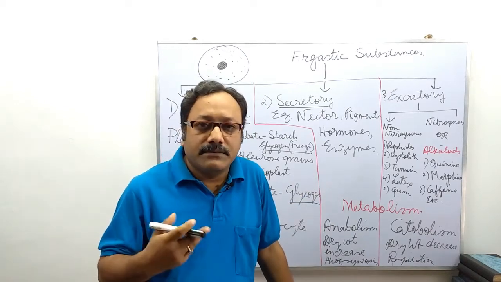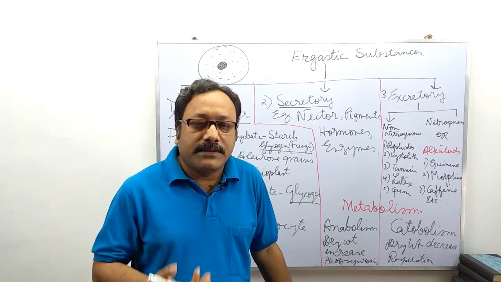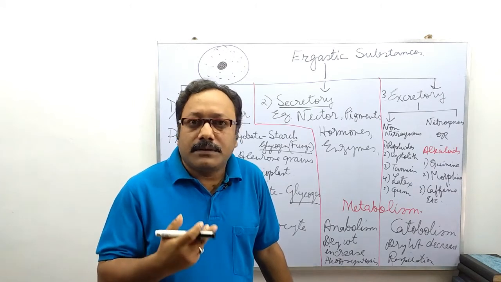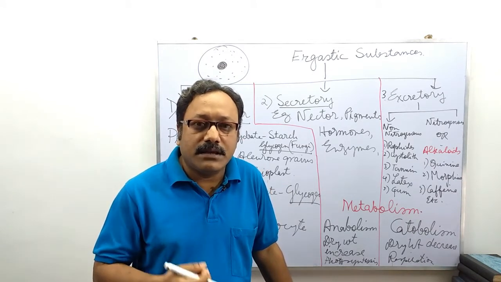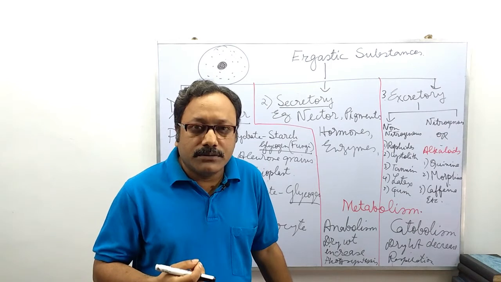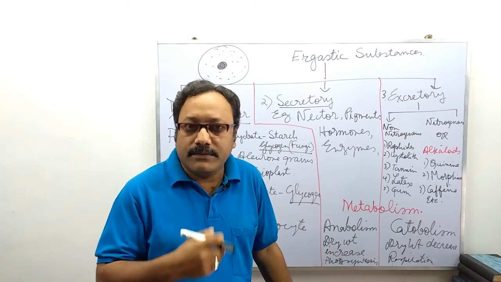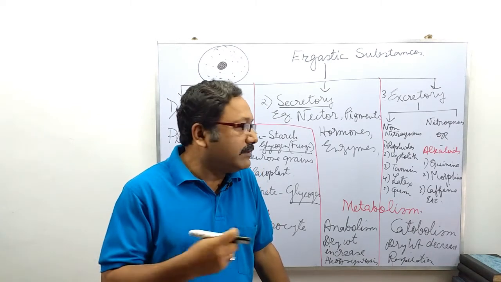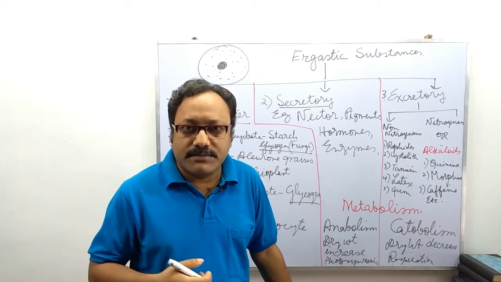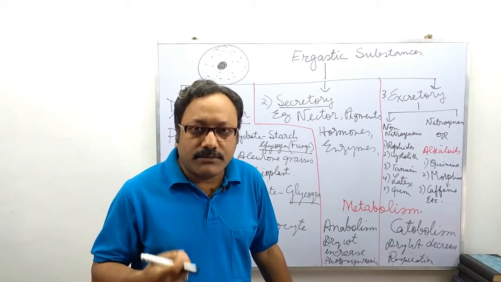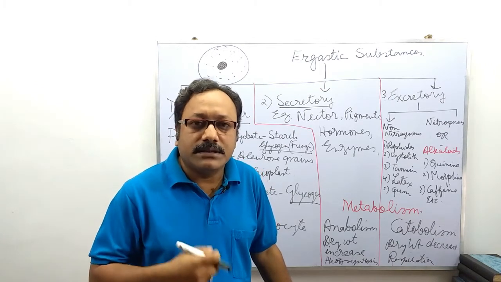Enzymes are produced in the plant cells and animal cells. In the plant cell, the most important enzyme is the carboxydismutase, which works during the photosynthesis. And in animals, there are so many enzymes. We will discuss the names of those enzymes during the enzyme class.